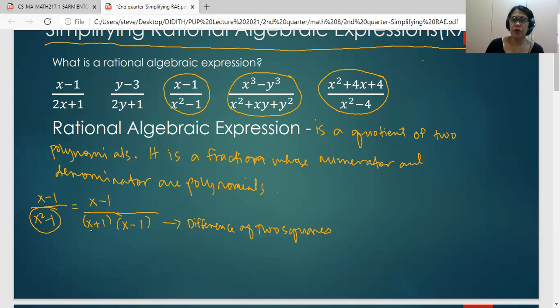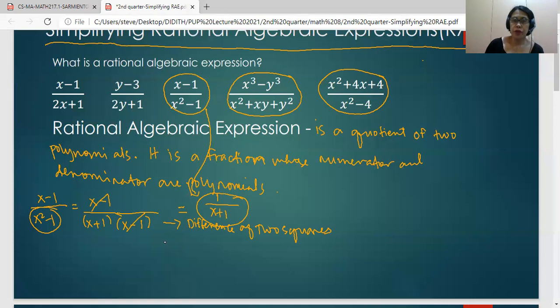Now, comparing the numerator and the denominator here, we see that there is a common factor between the two. We cancel out that common factor and rewrite the simplified form. Since everything is canceled in the numerator, we represent that by 1. When simplified, we have 1 all over x plus 1.